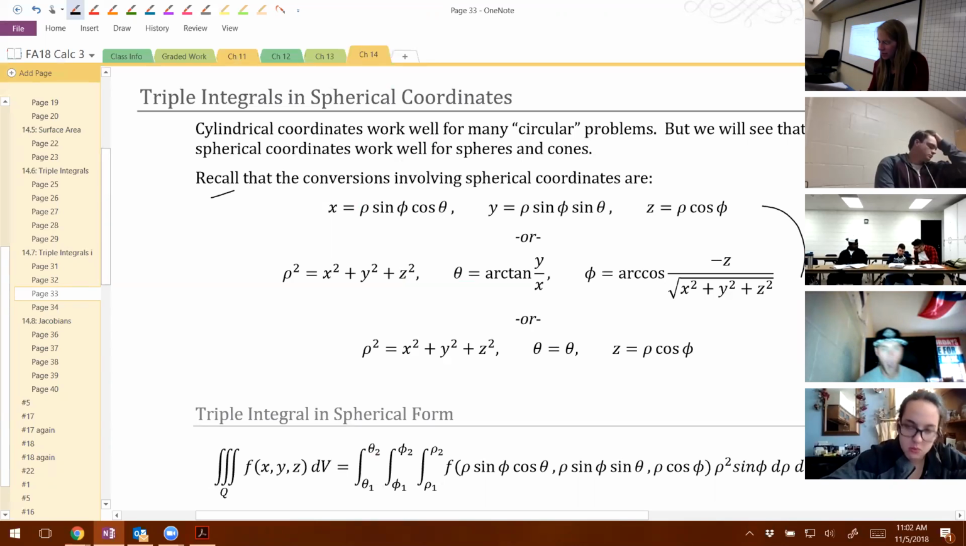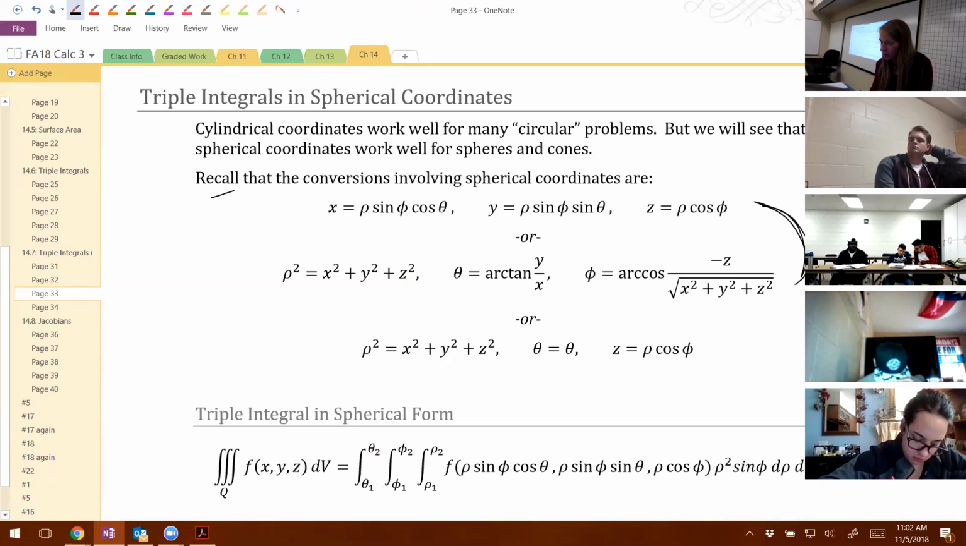So the first two are going to take you between spherical and rectangular, and the last one is meant to go more from, well, I guess just different ways from spherical to rectangular too. They're all kind of the same thing there.